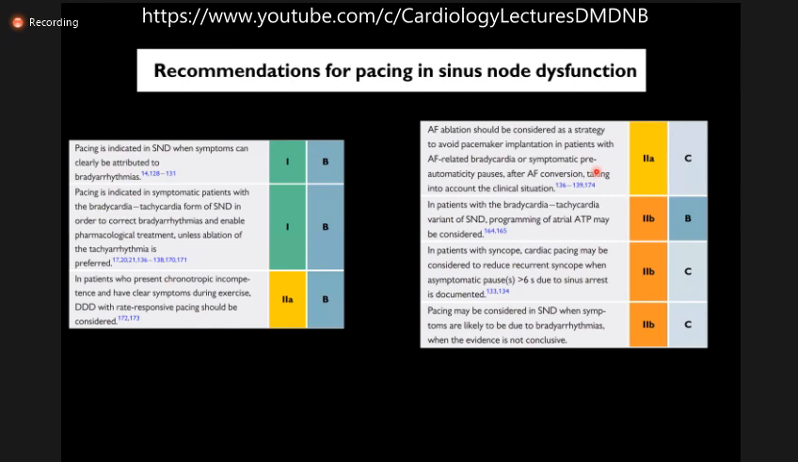Of course, in patients with the tachybrady subset variant of sinus node dysfunction, programming of atrial ATP may be considered. That has a level of evidence of 2B, class 2B, level of evidence B.